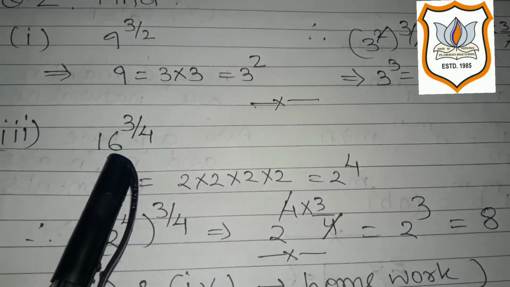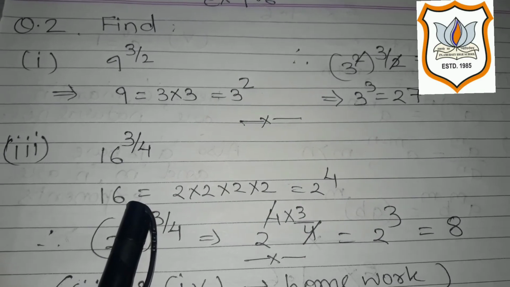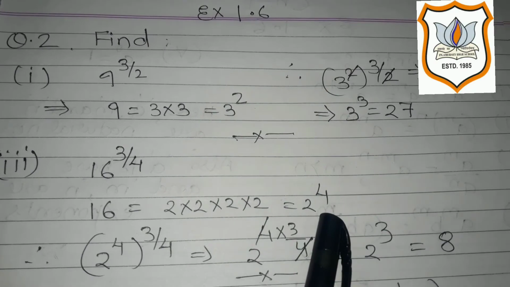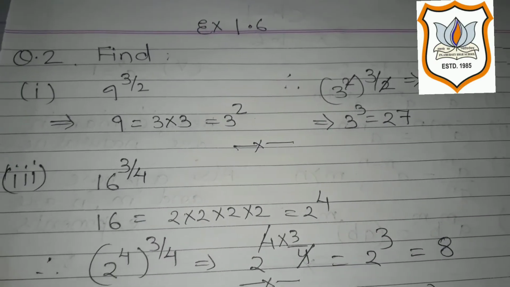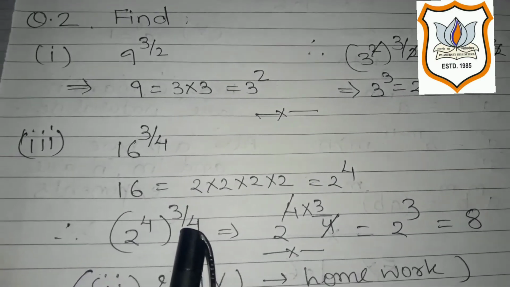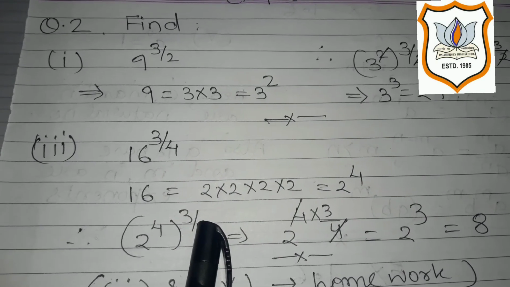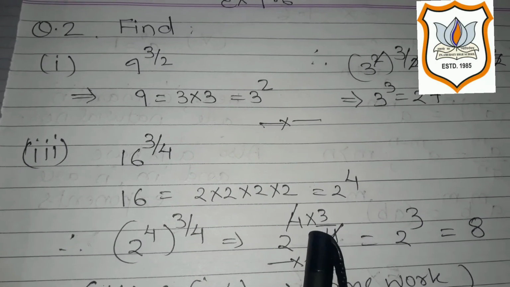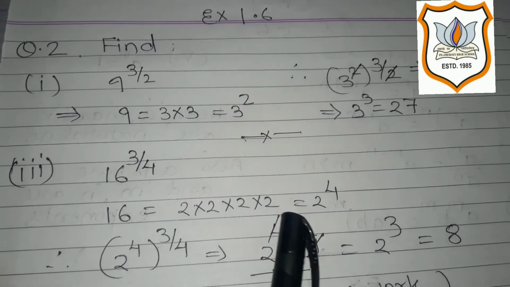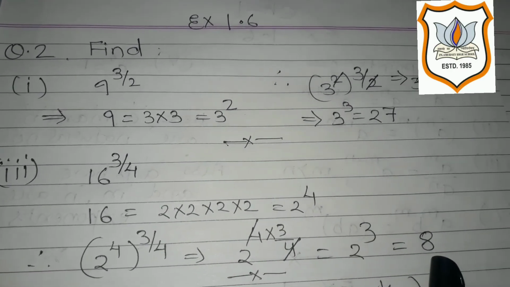The next one is 16 to the power 3 upon 4. Again 16 to the power 3 upon 4. 16 can be calculated in terms of 2 also. 2 to the power 4 is equal to 16. Again we are writing here 2 to the power 4 to the power 3 upon 4. The same identity we are using here. A to the power m to the power n, which is equal to a to the power m into n. 2 to the power 4 into 3 upon 4, and hence 4 and 4 will be cancelled out and we obtain only 2 to the power 3, which is equal to 8.